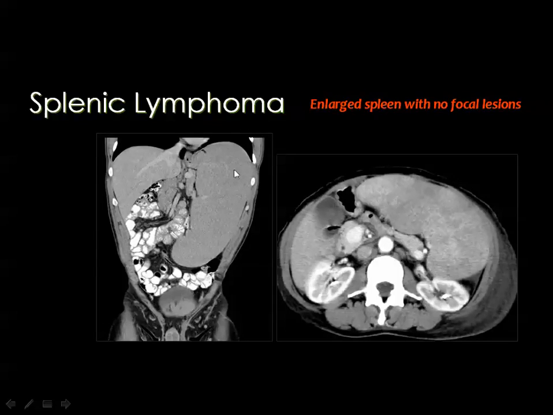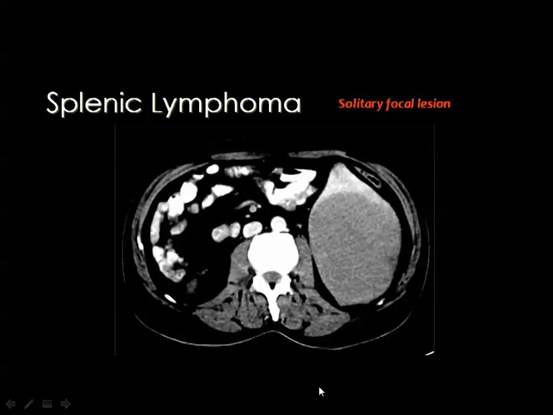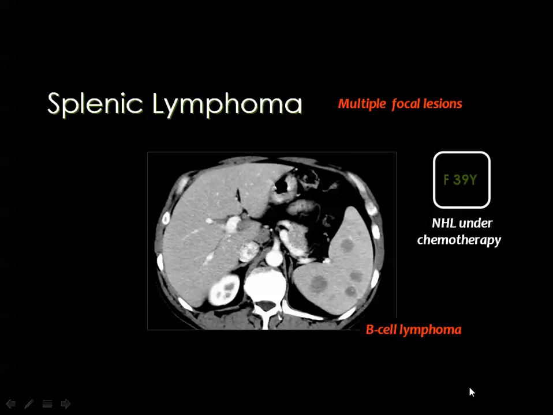Then enlargement of the spleen without detection of any focal lesions is not diagnostic of lymphoma, but you should confirm this by other clinical and laboratory data. But huge splenic enlargement is one of the manifestations that can be seen in patients with lymphoma. Solitary focal lesion: this is the spleen being involved by a big single solitary focal lesion. Multiple focal lesions, which is the most common presentation.